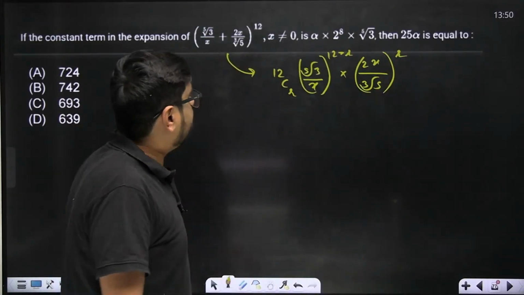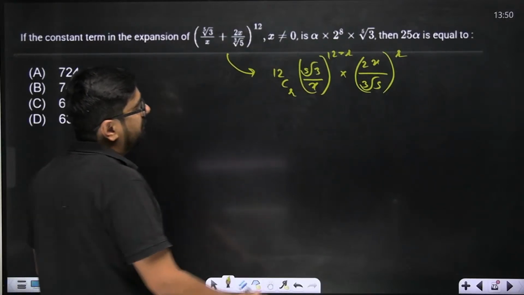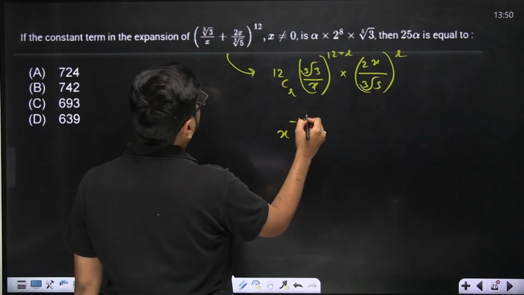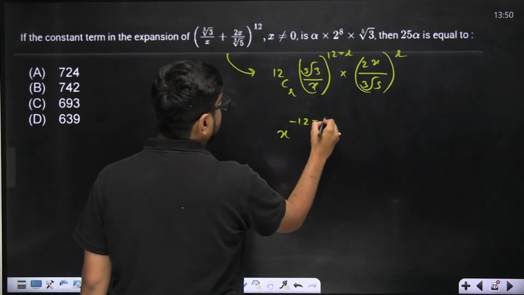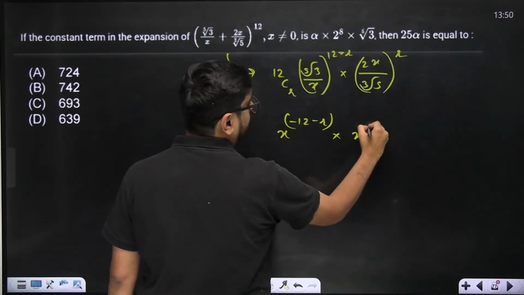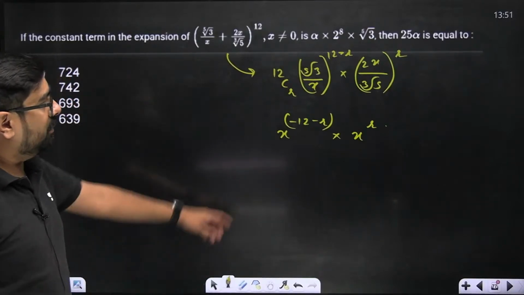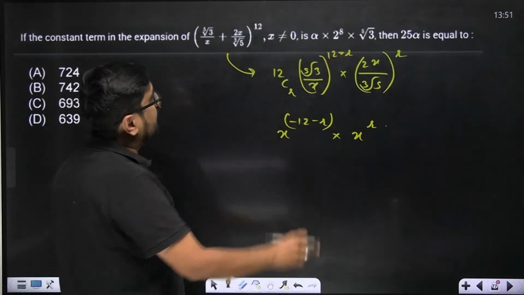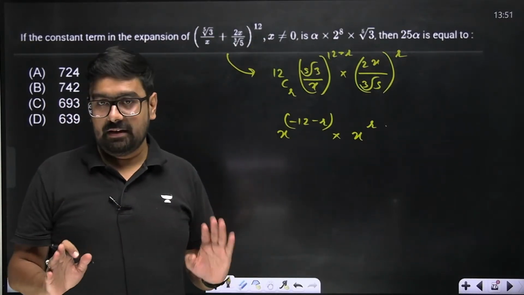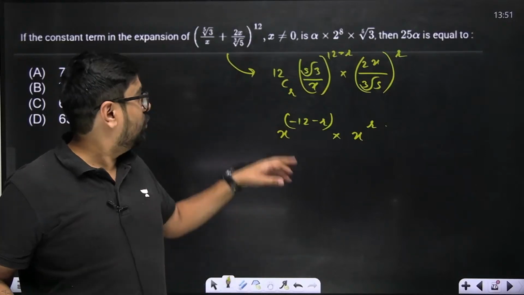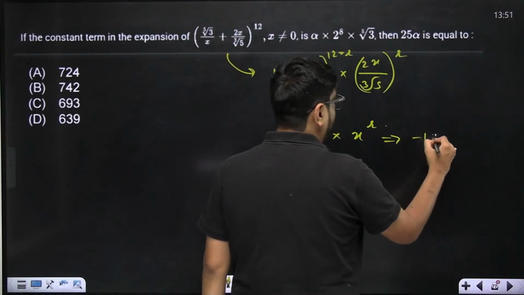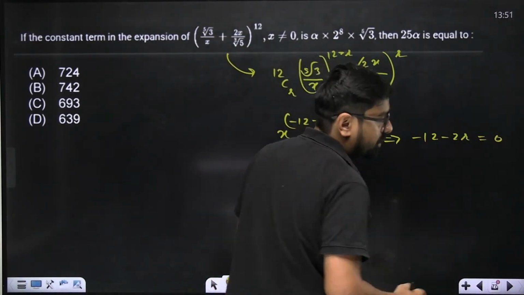Now take out x from here. What will be the power of x? So x to the power will be minus (12 minus r), because x is in the denominator, and from here x to the power will be r. We want to make the constant term. Constant term means independent of x. There should not be x. When will x not be there? When x to the power is 0. The powers of x are coming out to be minus (12 minus r) plus r. This should be equal to 0.